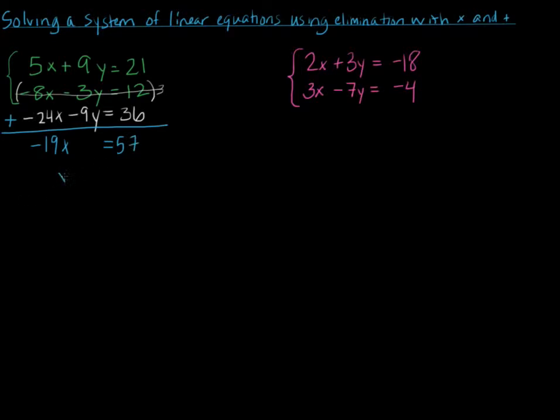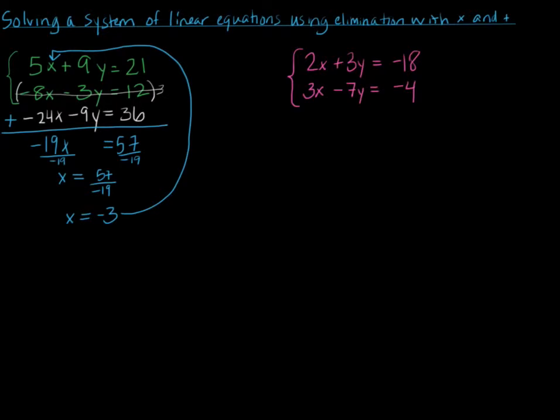So if you divide both sides by negative 19, x is going to be 57 divided by negative 19, which should be negative 3. So x is equal to negative 3. Now the next thing I want to do is go back and plug this x equals negative 3 into one of the two original equations to figure out what y equals. So let's just go ahead and plug that back in right there.